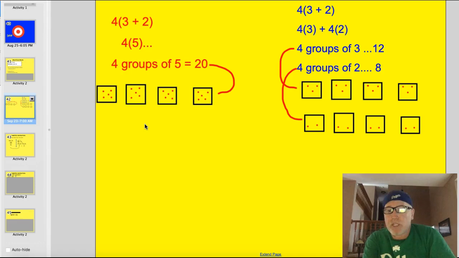Why would you ever want to do this? Sometimes it makes problems easier. Sometimes when you get into 7th and 8th grade, you have some variables or letters thrown in here, like an A, which means you can't add these two together, but you can distribute it out and break it down further. So we're just getting you ready for some of those harder things.